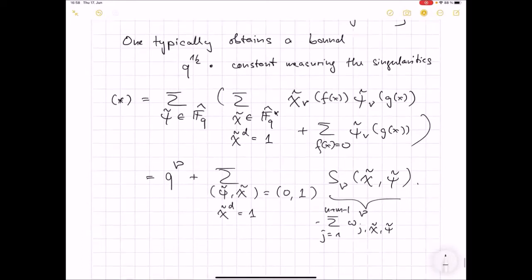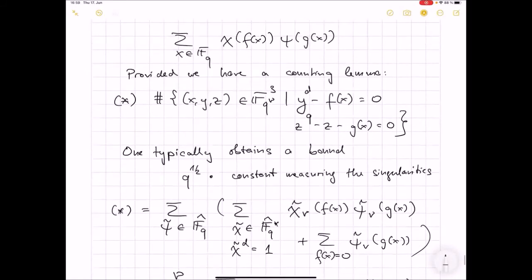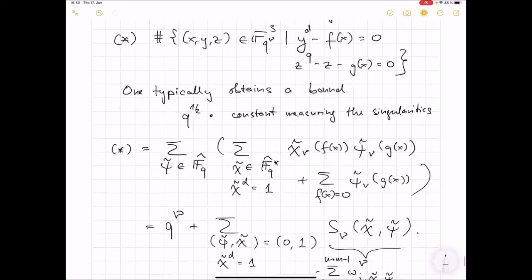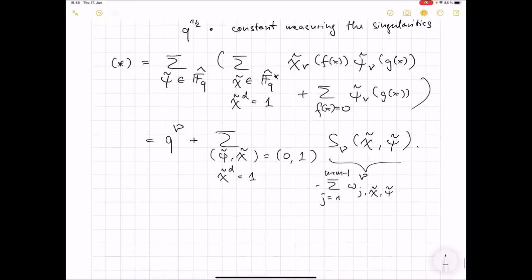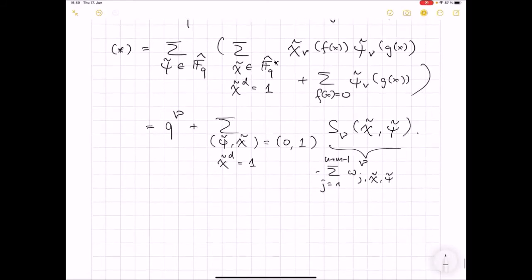All right, so if we have an alternative way to count star, then we get information on the roots, and then we get information on the character sum. And I want to show you this in one particular example, maybe the most interesting example, namely Kloosterman sums.